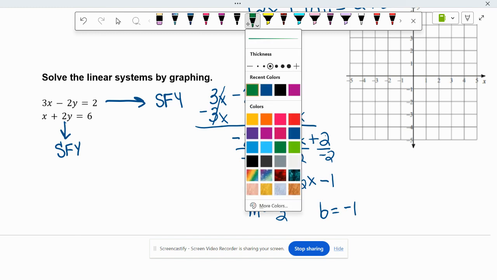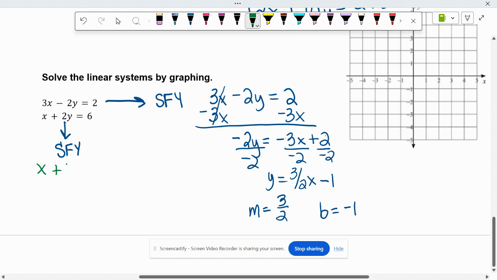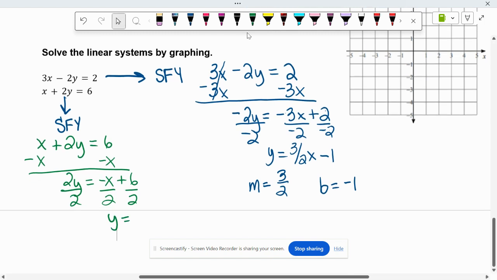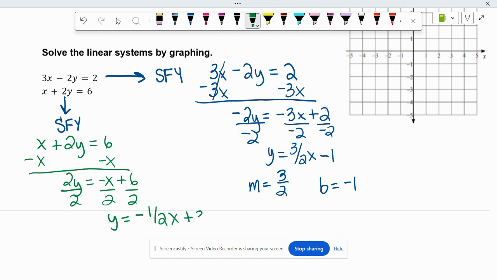Let's solve our next equation for y. x plus 2y equals 6. I have to subtract x from both sides first. 2y equals negative x plus 6. Divide everything by 2. y equals negative 1/2 x plus 3. So my slope is negative 1/2, and my y-intercept is 3.